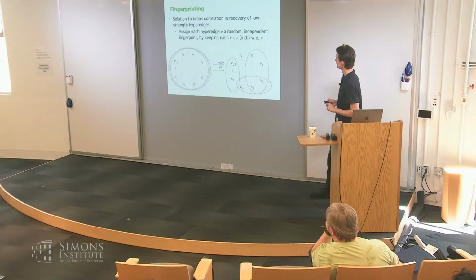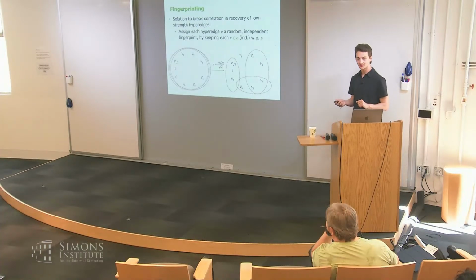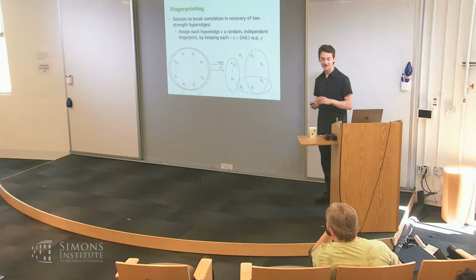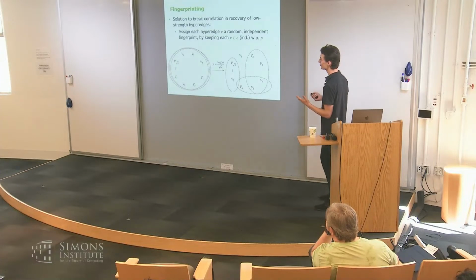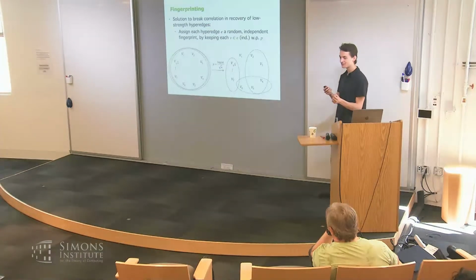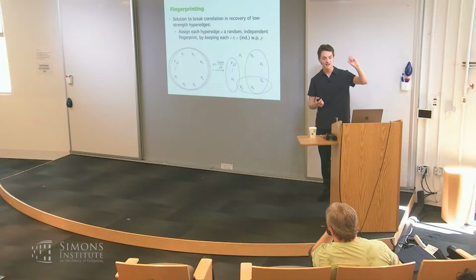Great. So the solution we use to break this problem, as a consequence of this question, is that we can't actually afford to store more than polylog n L0 samplers for each vertex. So what do we do? We introduce a notion of fingerprinting. All this means is that for any hyperedge E, we perform a random independent fingerprint, where we keep each vertex of the hyperedge with some probability p.